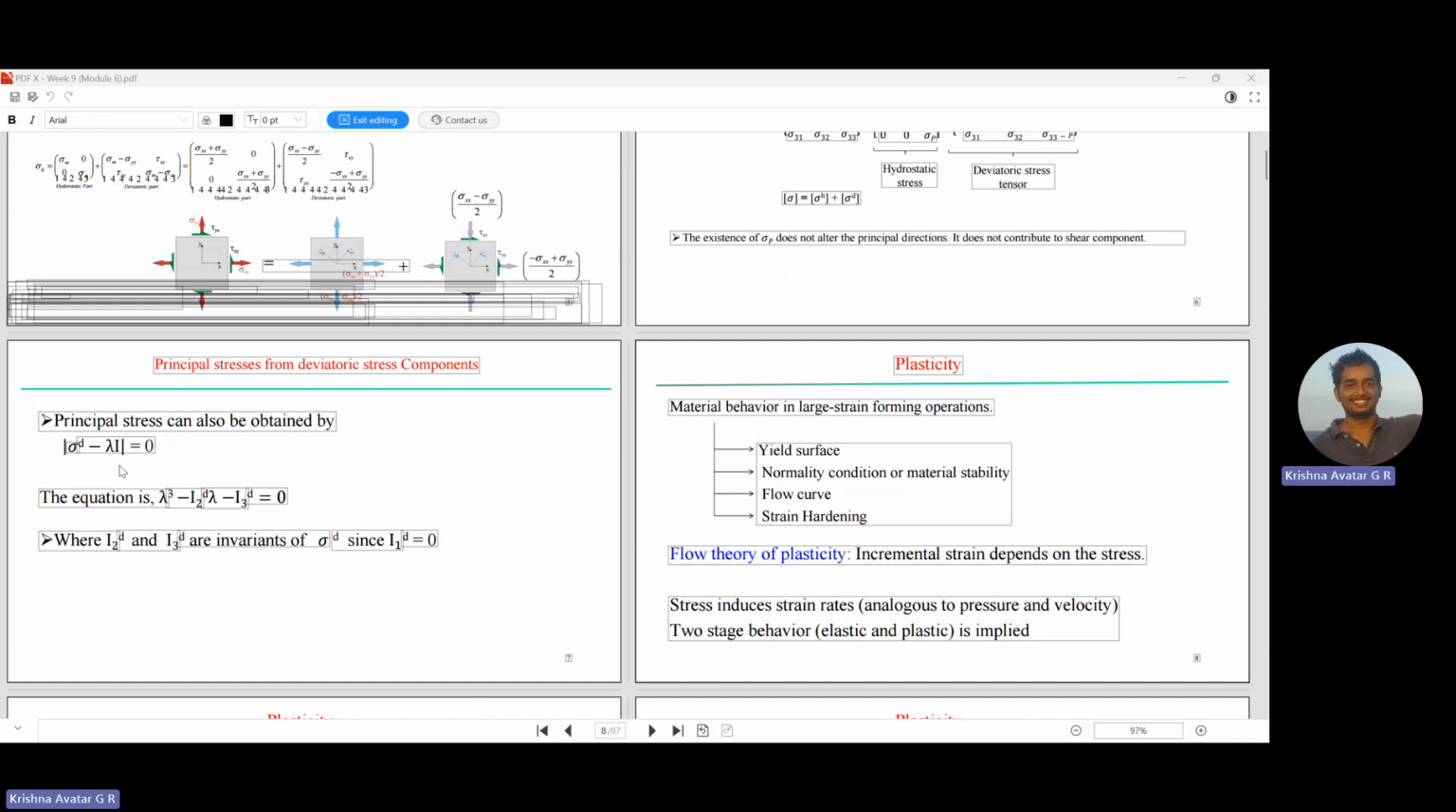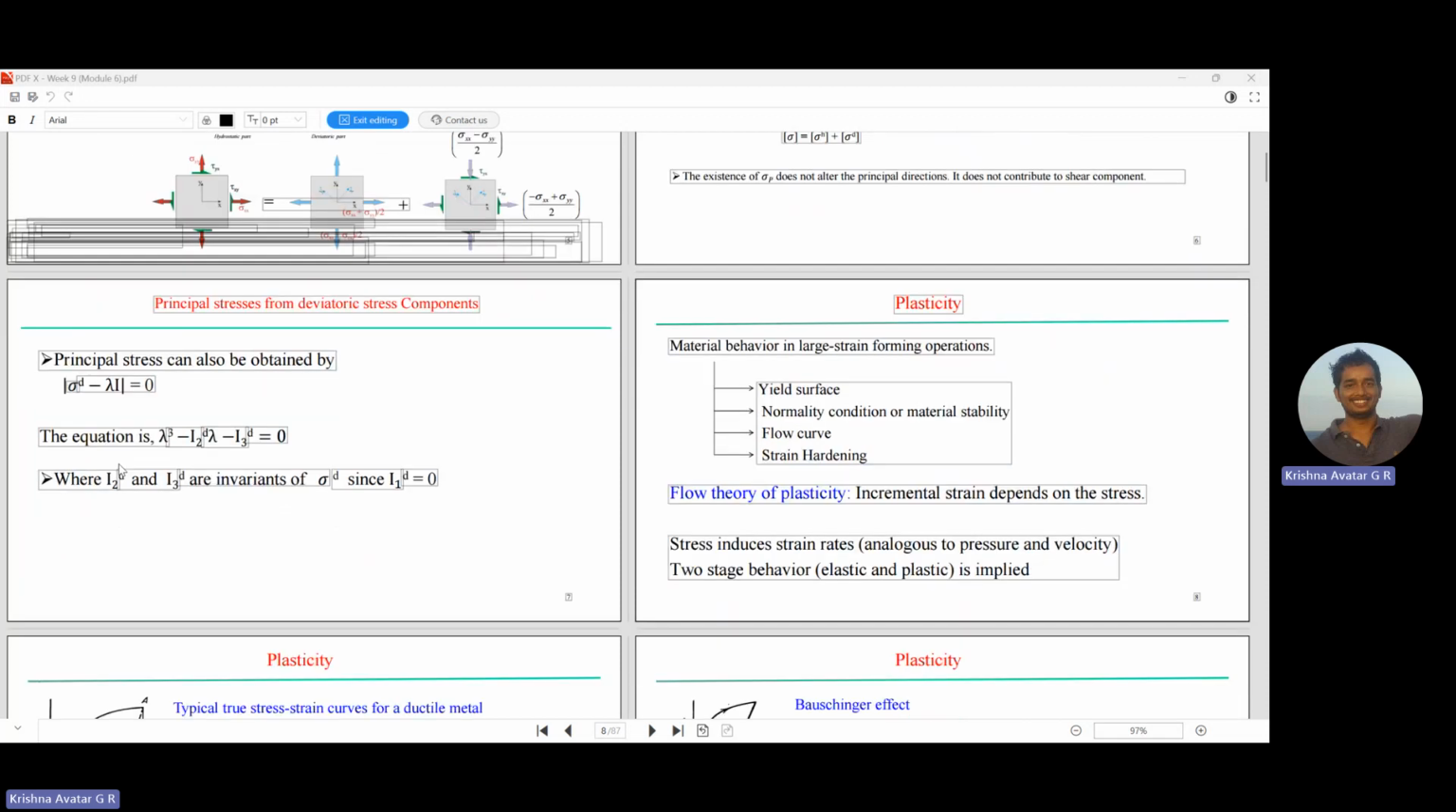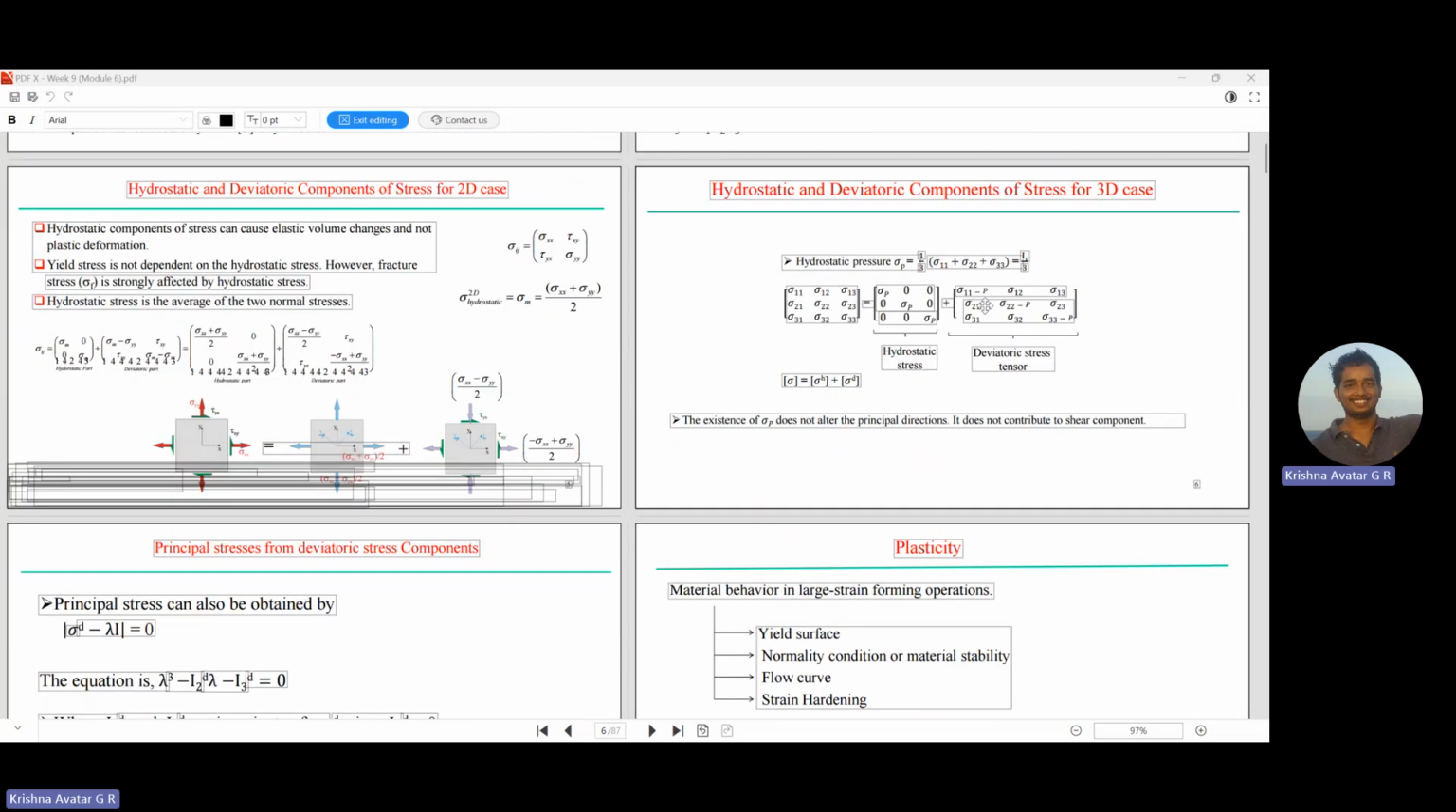Now the principal stress can also be obtained. If you want to find the principal values of the deviatoric stress tensor, then we'll use the same generic procedure that we had followed: the determinant of sigma d minus lambda is 0, and the equation is lambda cubed minus I1 lambda squared minus I2 lambda minus I3 equal to 0. However, we must recall that the first invariant is nothing but the sum of the diagonal terms, and we clearly know from the deviatoric part here that the sum of diagonal components would be 0 for the deviatoric stress tensor.